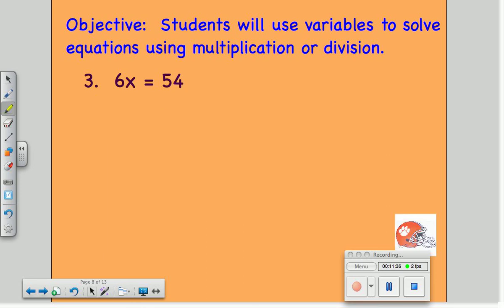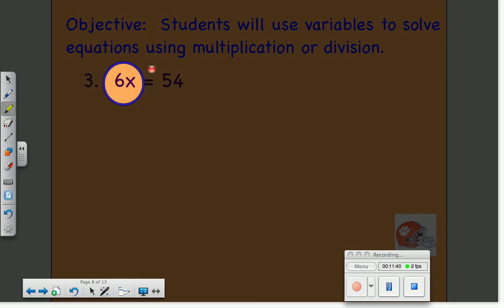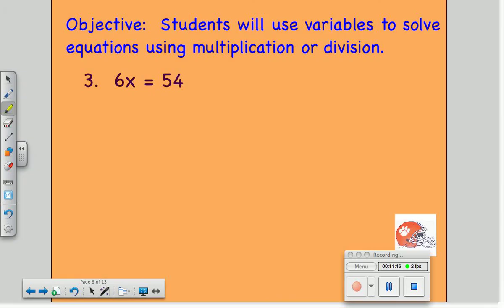Number 3, x is being multiplied by 6. What's the inverse of multiplication? Division. How much do I divide by? 6. If I divide by 6 on this side, I also must divide by 6 on this side. 6 divided by 6 is 1, so x is by itself.